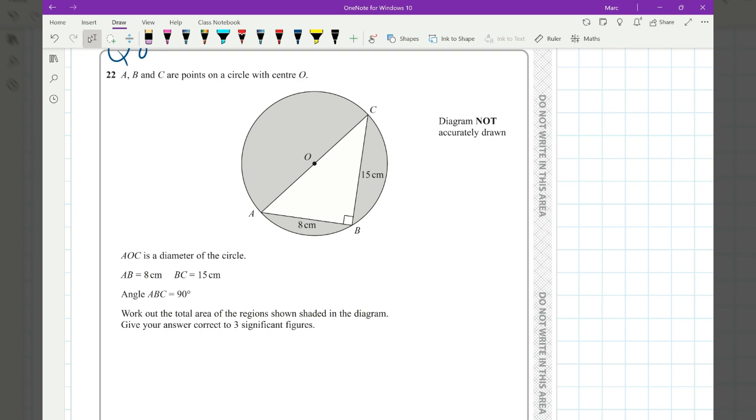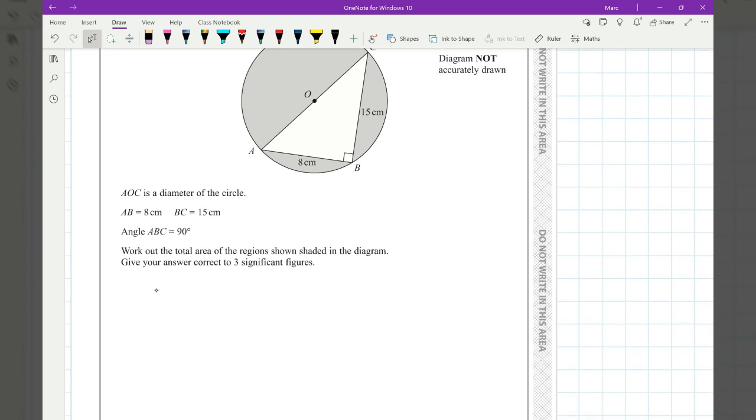Question 22. Points on circles. Work out the total area of the regions. Right. We need the area of the triangle, and we'll need to know the area of the circle. It's going to be Pythagoras theorem. So first of all, 8 times 15 divided by 2 tells us the area of that triangle, and that's equal to 60. That's the area of the triangle.